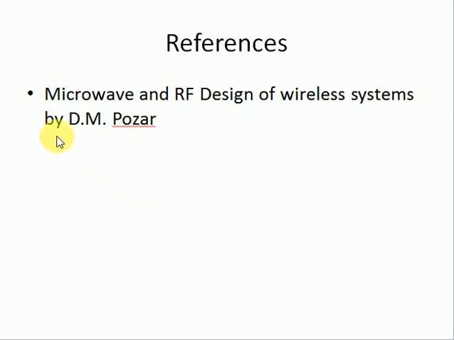Reference: Microwave and RF Design of Wireless Systems by Pozar.